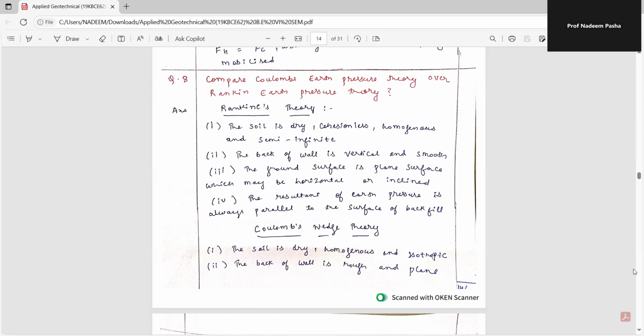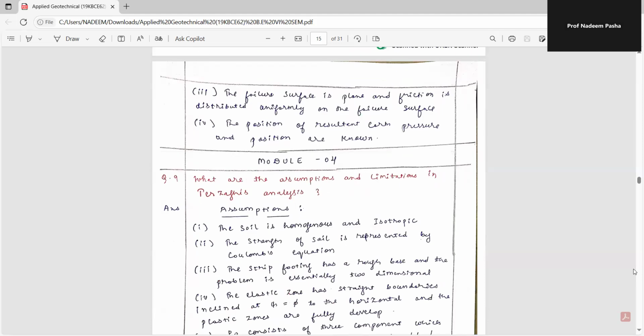Coulomb's wedge theory: the soil is dry, homogeneous, and isotropic. The back of the wall is rough and plane. The failure surface is plane and friction is distributed uniformly on the failure surface.